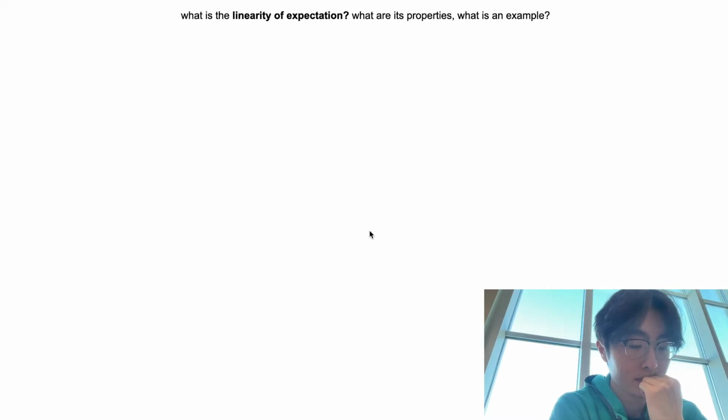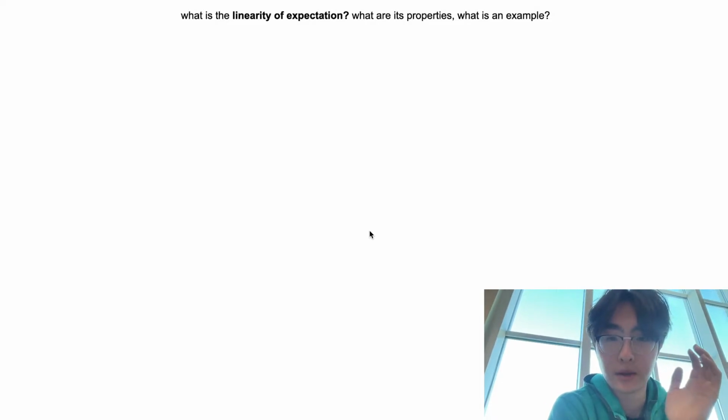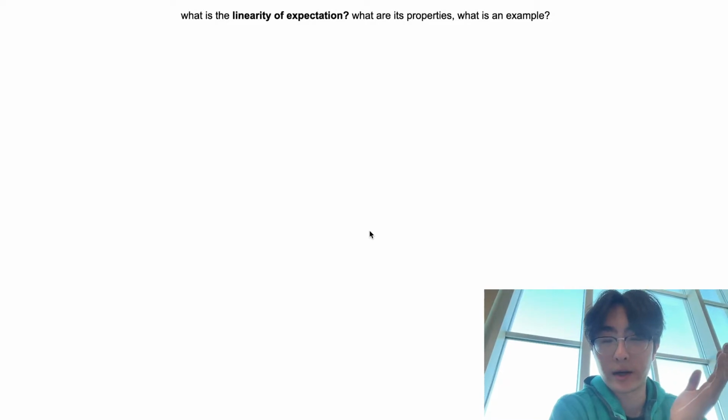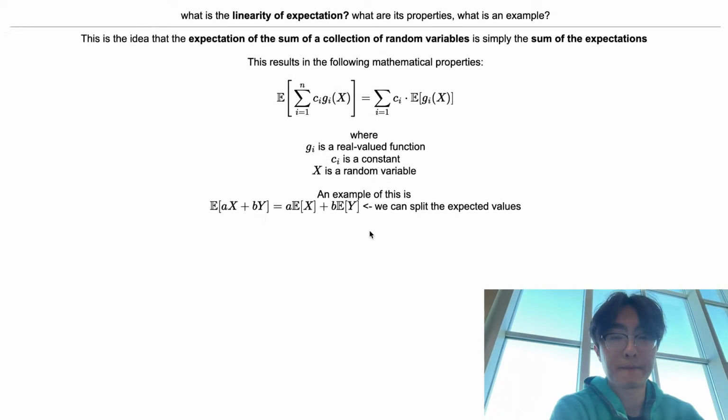So I think with the linearity of expectation, it really comes down to the idea that if you take the expected value of the sum of some random variables, it's just equal to the sum of each of the random variables taken to the expectation. So when we think about an example here, the expected value of x plus y, where x and y are both random variables, is just equal to the expectation of x plus the expectation of y.